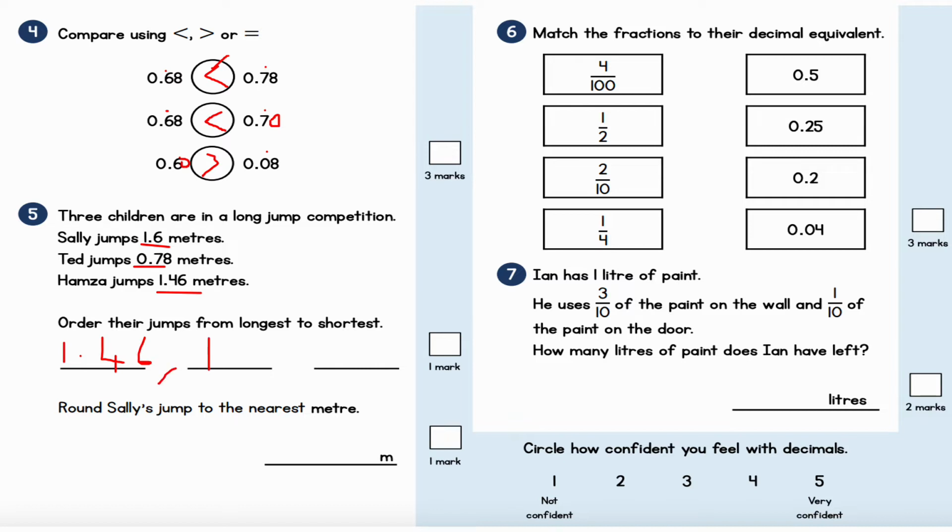Then it's... it should be 1.6 first, I apologise. 1.6, so it should be Sally first, then Hamza, and then Ted.